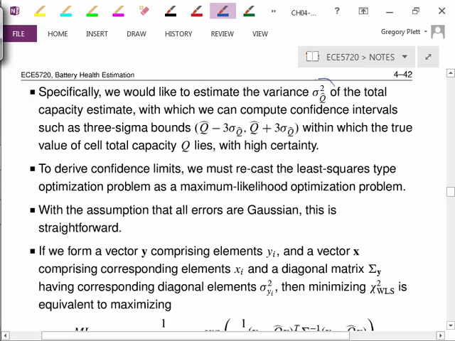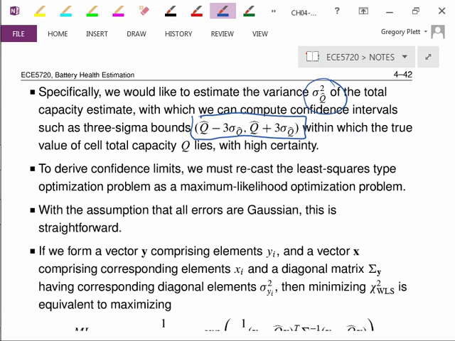We would like to estimate the variance of the total capacity estimate, and then that allows us to say things like, with very high certainty, the true capacity is between Q hat minus 3 sigma Q hat and Q hat plus 3 sigma Q hat. That's what we mean by the error bounds. And of course 3 sigma is 99.7% if everything is Gaussian and whatnot, but 3 is a little bit arbitrary. You choose whatever number of standard deviations you think is best for your application.